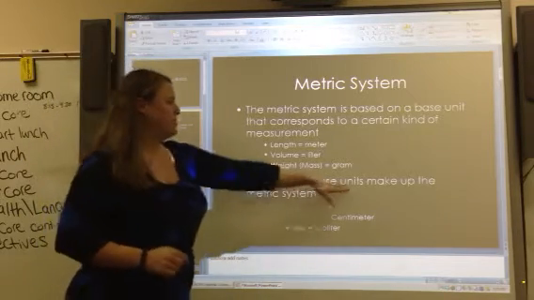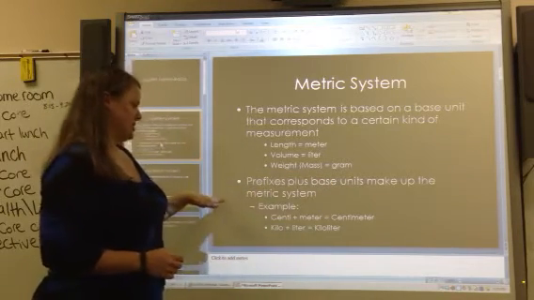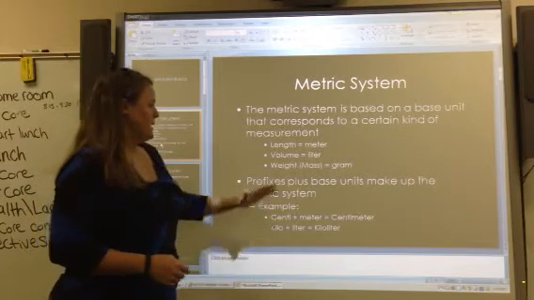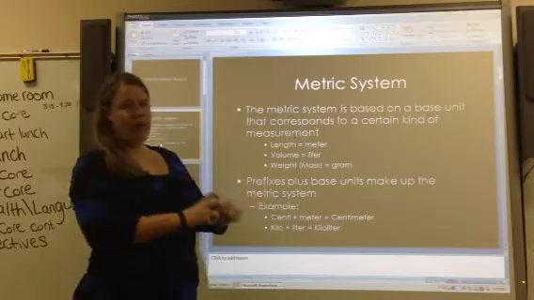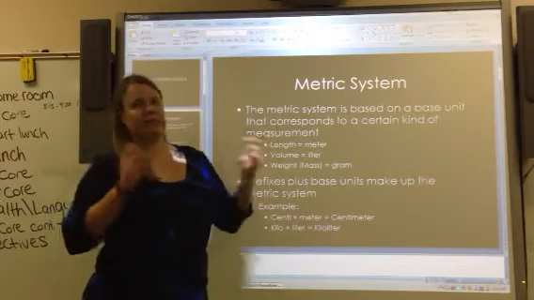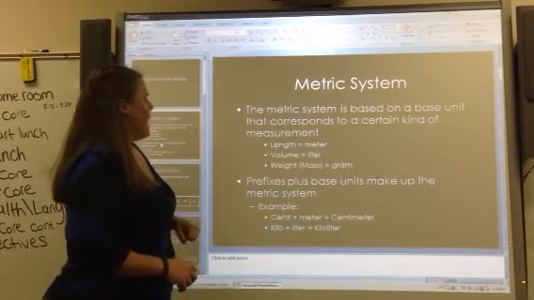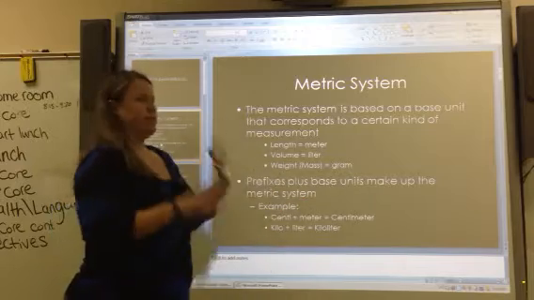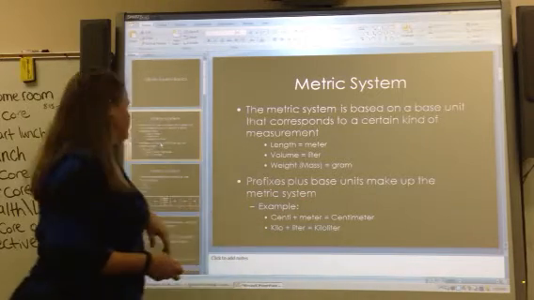Prefixes plus the base unit make up the metric system. For example, centi and meter together is centimeter. Kilo and liter together is kiloliter. And then you can apply those to all of the different prefixes that you're going to be learning in a few minutes.